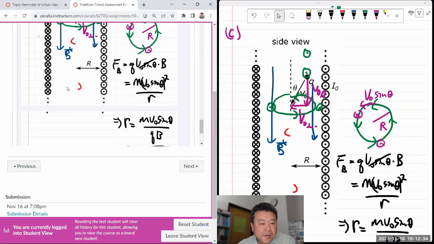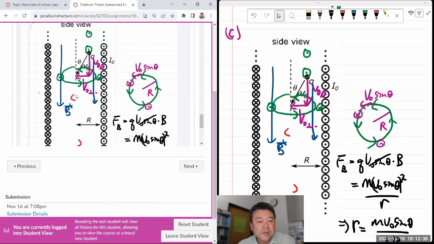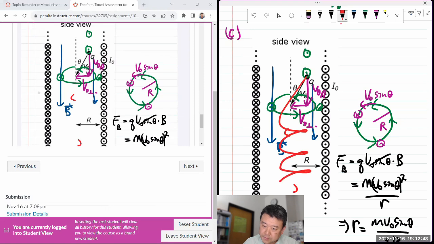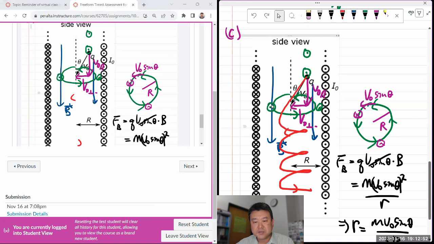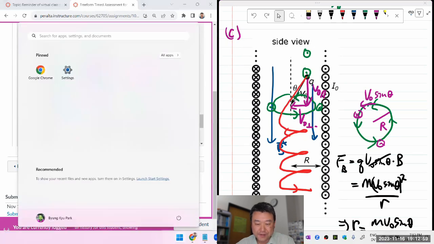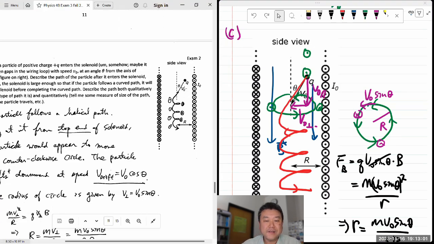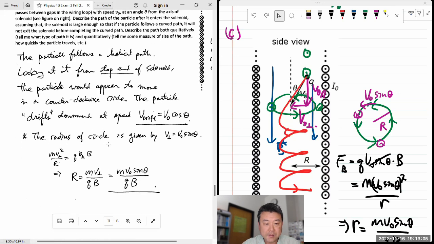No, I think a path must have gotten erased before. Yeah, that's annoying. So just so that people remember what that looked like, I drew the path like this. Oh, I think it's taking an erase action. That must be why. But anyways, check for things like that before you submit your work. And so yeah, I got the path right, the helical path, located from the top of the solenoid.